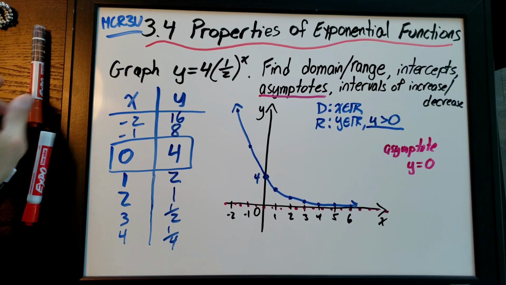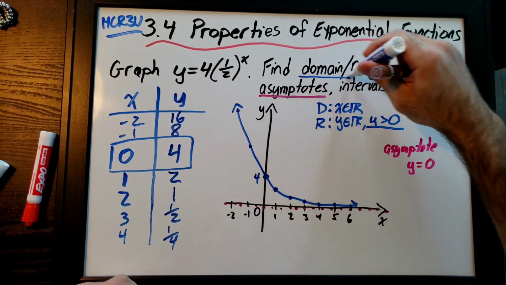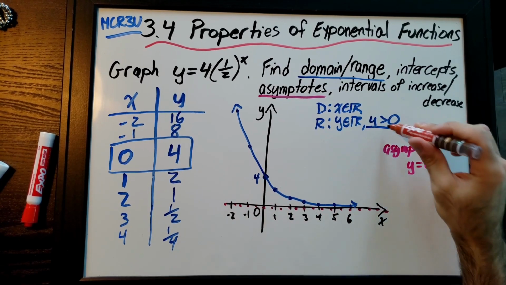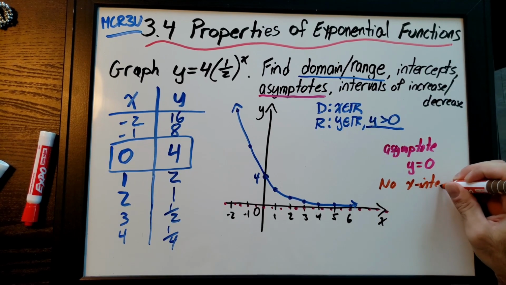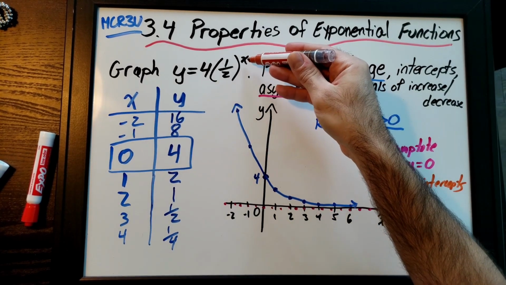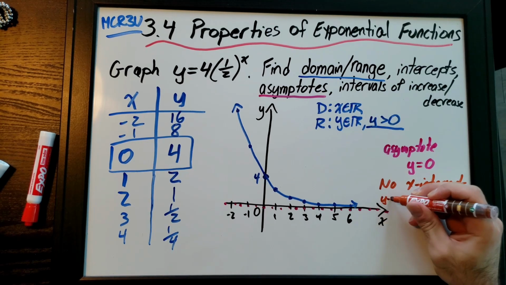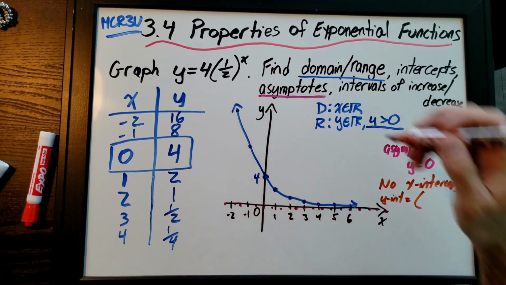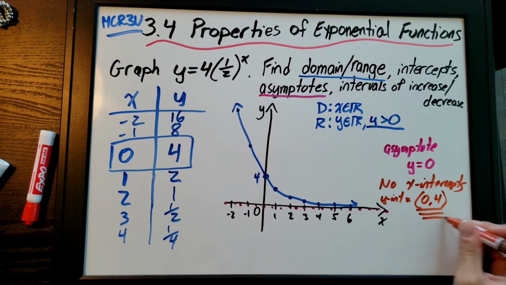Okay, so next, intercepts. Let me just underline these in the appropriate color. Okay, we did domain and range. Intercepts are pretty easy. Since I know that it has to be greater than 0, I know there are no x-intercepts. And the y-intercept is really easy. I mean, just plug in 0 into the function. Well, half to the 0 is 1 times 4. The y-intercept is, if I plug in 0 into x, I get 0, 4. Okay, give it as a point.